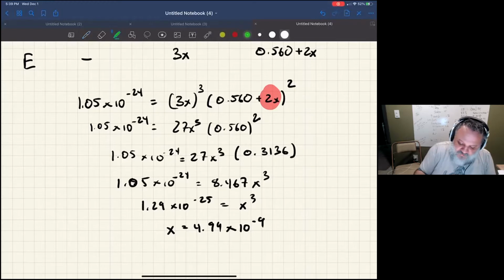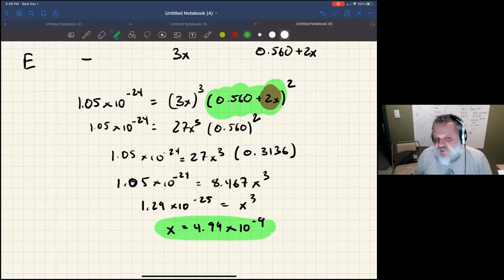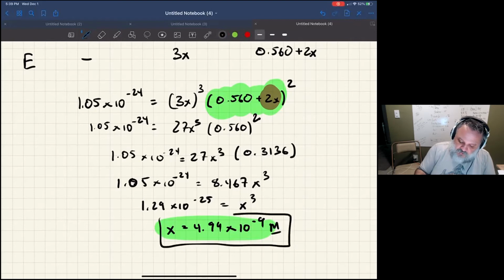Now again, was it small enough? 4.99 times 10 to the negative 9, even when I double it, I get essentially 1.0 times 10 to the negative 8. And that's really, really small compared to 0.56. So the assumption is valid. And so now I know the molar solubility when there's some phosphate present. Okay.